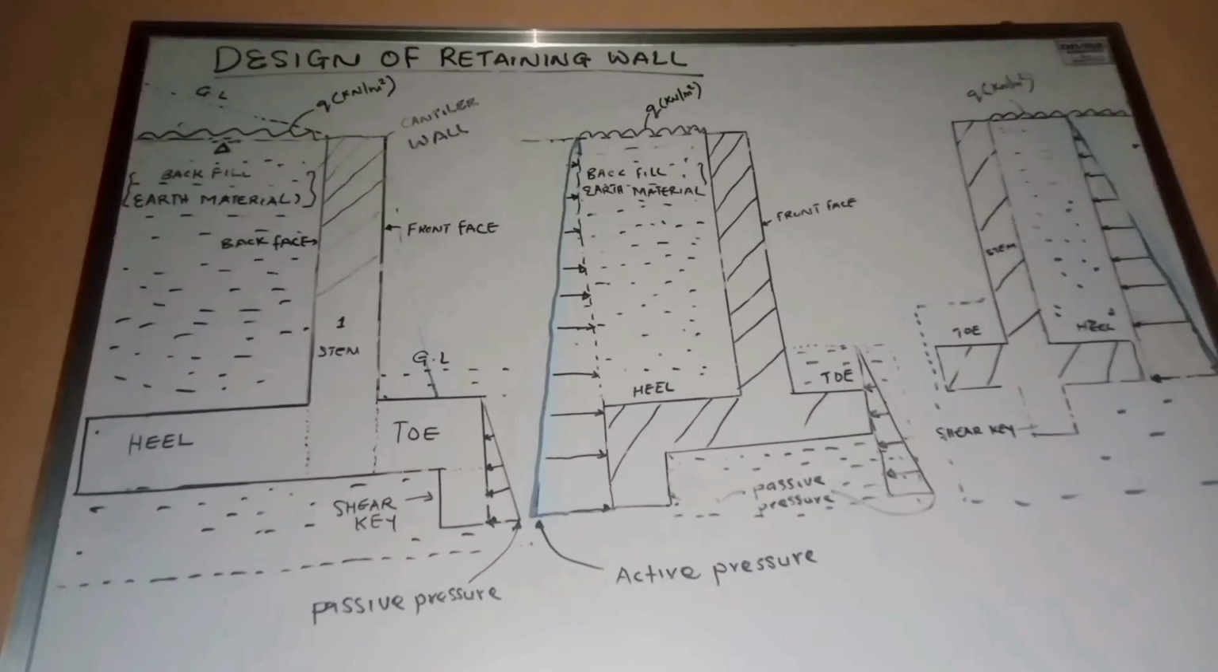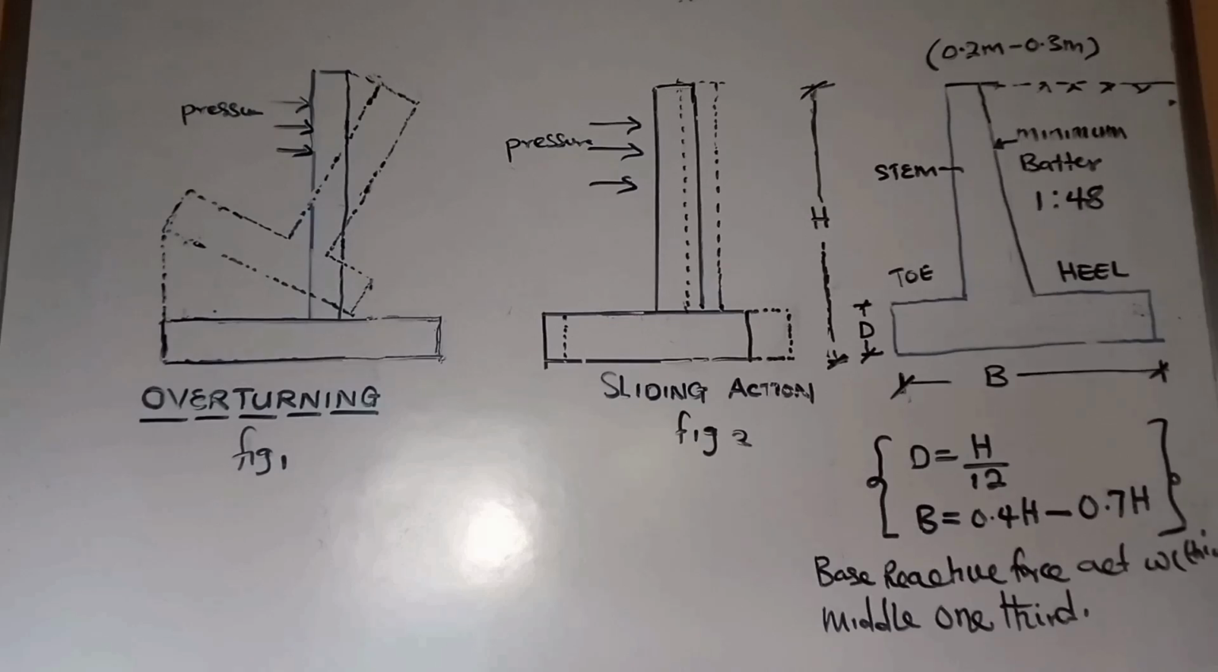In carrying out the design, we must choose a dimension for each of these parts of the retaining wall that satisfies the stability requirement. We can look at the overturning or rotational moment of the retaining wall in figure 1. Also in figure 2, we can see the sliding action of the retaining wall.